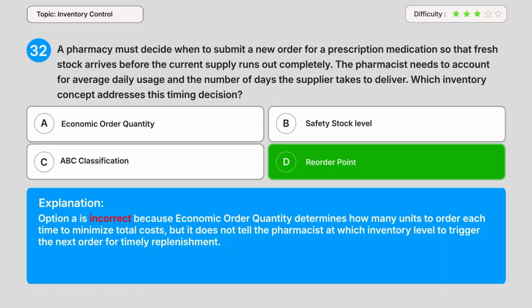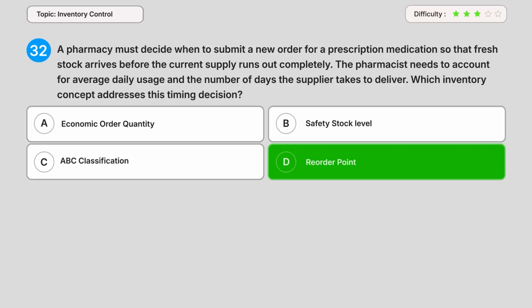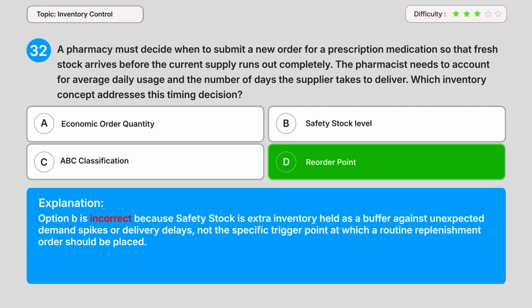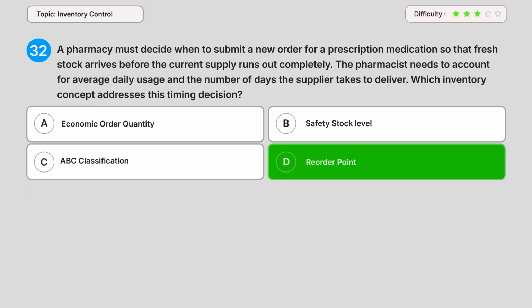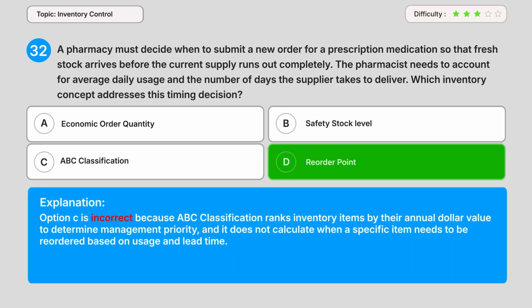Option A is incorrect because economic order quantity determines how many units to order each time to minimize total costs, but it does not tell the pharmacist at which inventory level to trigger the next order for timely replenishment. Option B is incorrect because safety stock is extra inventory, held as a buffer against unexpected demand spikes or delivery delays, not the specific trigger point at which a routine replenishment order should be placed. Option C is incorrect because ABC classification ranks inventory items by their annual dollar value to determine management priority, and it does not calculate when a specific item needs to be reordered based on usage and lead time.